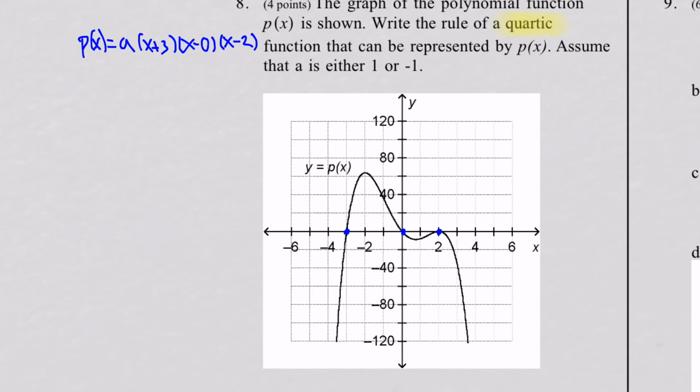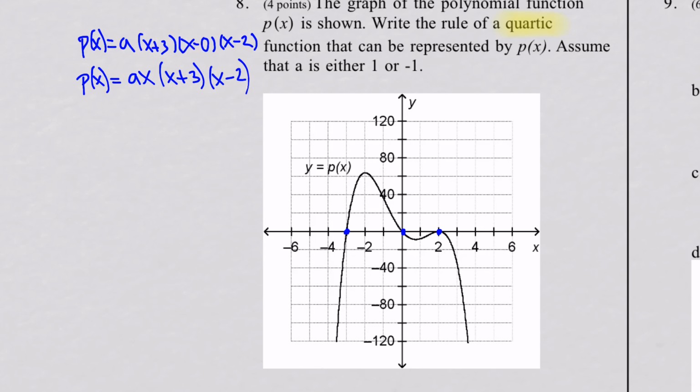There you go. Let's fix that. Like I said, the x minus 0, I don't like that. So I'm going to leave it as a in the front still. X minus 0 is just x. So since it's just x, I'm going to write it first. And then x plus 3. And then x minus 2.